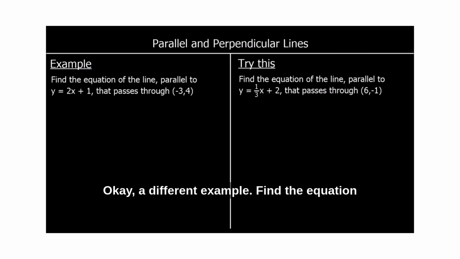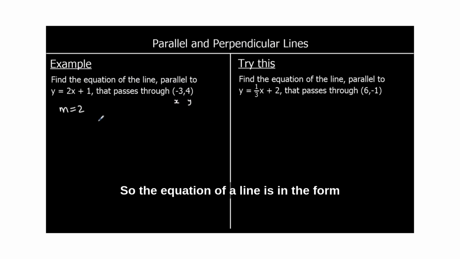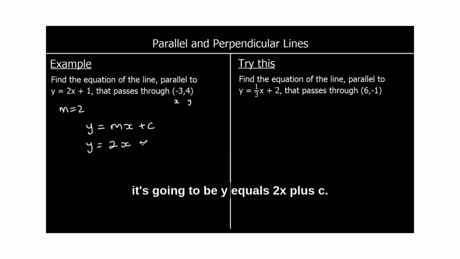Okay, a different example. Find the equation of the line parallel to y equals 2x plus 1 that passes through the point -3, 4. So if it's parallel to y equals 2x plus 1, it must have a gradient of 2. The equation of a line is in the form y equals mx plus c. We know the gradient's going to be 2, so it's going to be y equals 2x plus c.